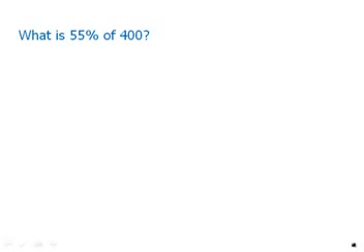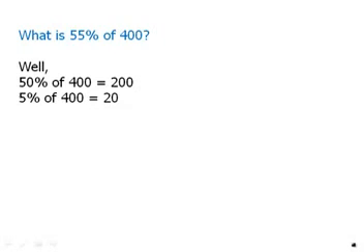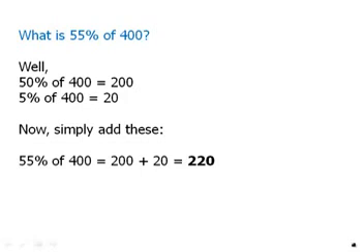55% of 400. Here we're going to take a clever shortcut. Certainly we know 50% of 400, well that's 200. That's just half of 400. That has to be 200. Well, divide that by 10. 5% of 400 has to be 20. Well, now we can add those two. 50% plus 5% is 55%, and so 20 plus 200, that gives us 220, and that has to be 55% of 400.